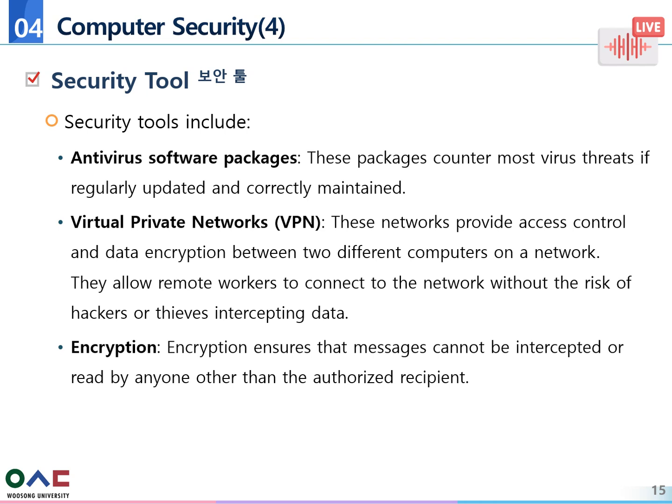Security tool. Security tools include antivirus software packages. These packages counter most virus threats if regularly updated and correctly maintained. Virtual private networks, VPN. These networks provide access control and data encryption between two different computers on a network. They allow remote workers to connect to the network without the risk of hackers or thieves intercepting data. Encryption. Encryption ensures that messages cannot be intercepted or read by anyone other than the authorized recipient.